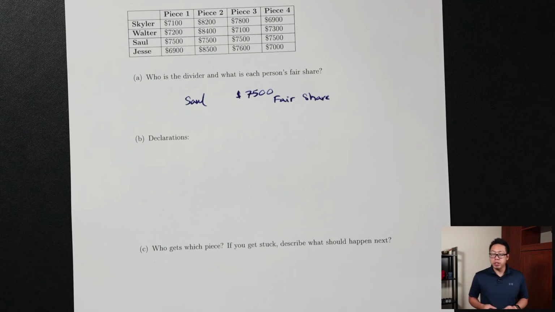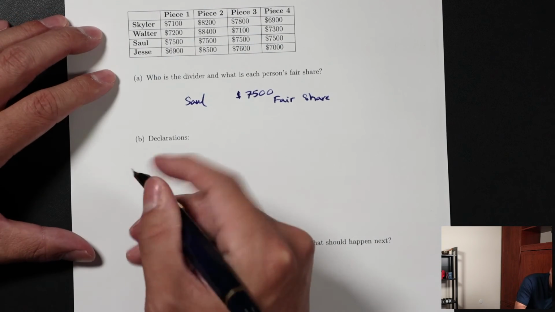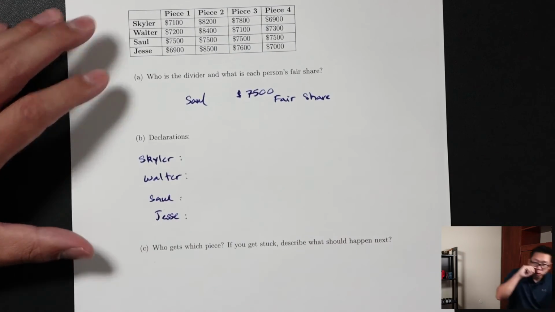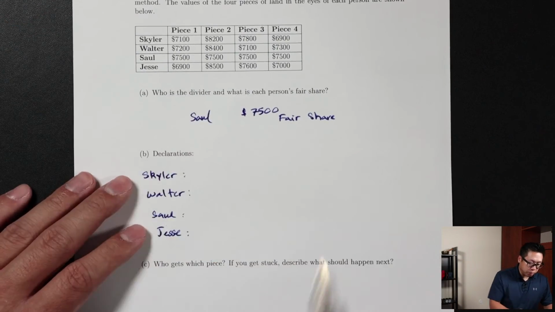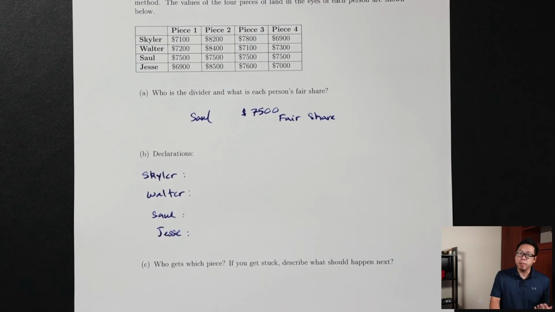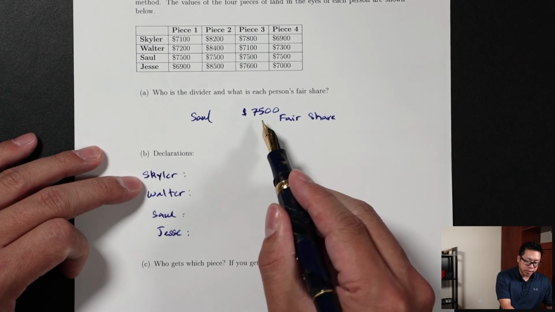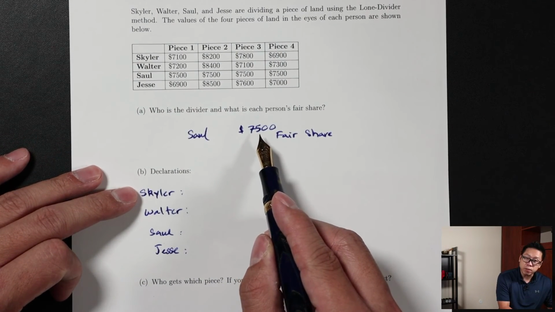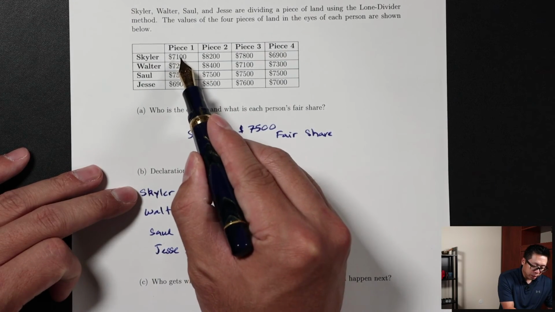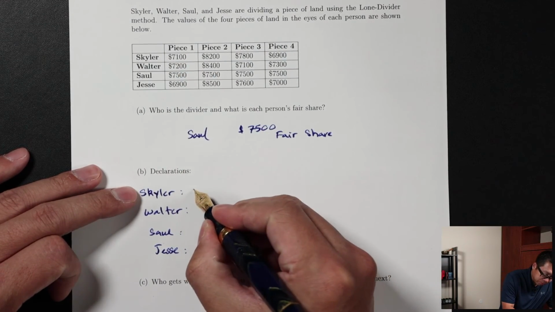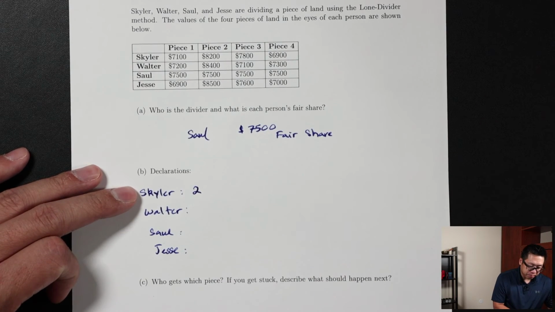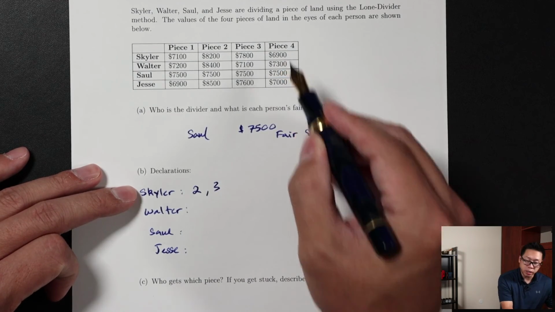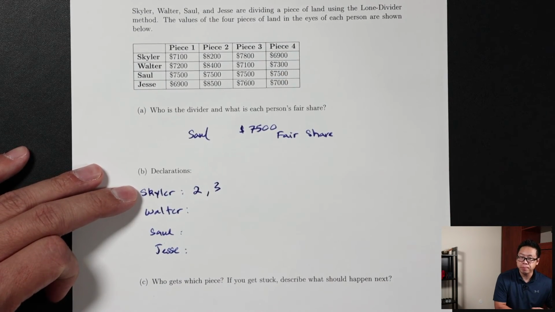Part B, declarations. Okay, let me rewrite each person's name. And what we're going to do is go through each person's values and list out the pieces that they would accept. So they would accept any piece that is 7,500 or more. Okay, so for Skylar, which pieces are 7,500 or more? Piece 1's no good. Piece 2 is good. What else? Piece 3. And piece 4, 6,900 is less, so piece 4 is no good.